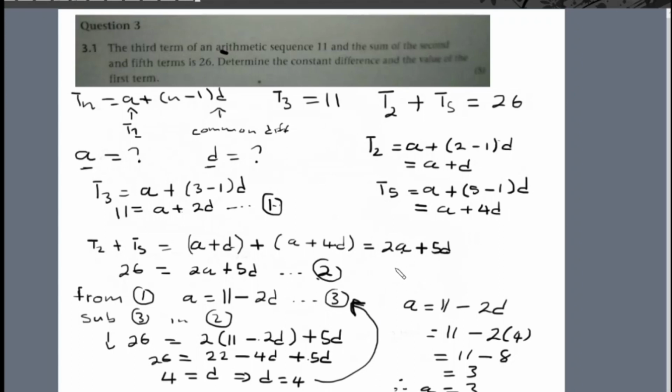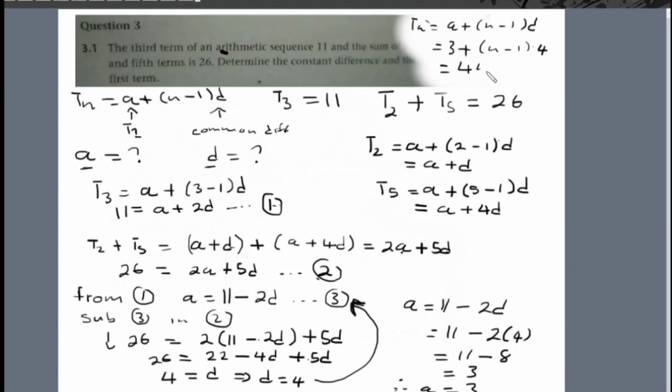So the equation for Tn, where shall I write the equation for Tn? Okay, let me erase the spacing up here. So the equation for Tn will be Tn is equal to a plus n minus 1 d. We found that a is 3, n minus 1, we found that d is 4, so times 4 here, so we have 4n minus 4 plus 3, 4n minus 1. So the formula for Tn is equal to 4n minus 1, right? So we have solved this question.